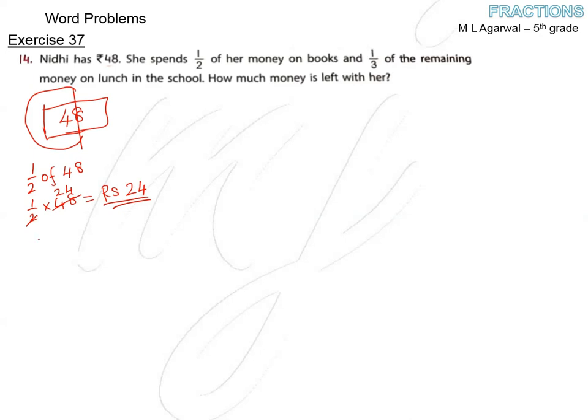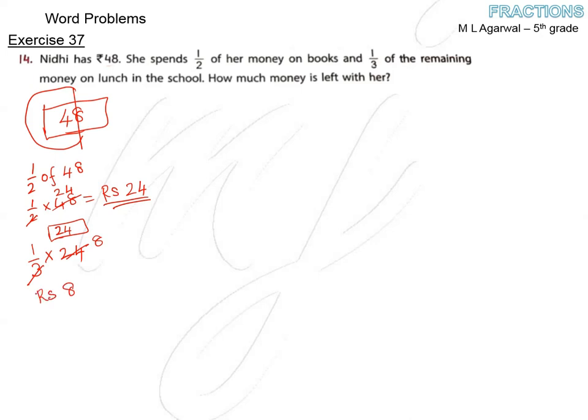Now they are saying 1/3 of the remaining money on lunch. What is left with her now? She has only 24 because half is gone. So 1/3 of 24 she's spending on lunch. How much money is left with her? 3 eights are 24, so 8 ones are 8. So rupees 8 is left with her.